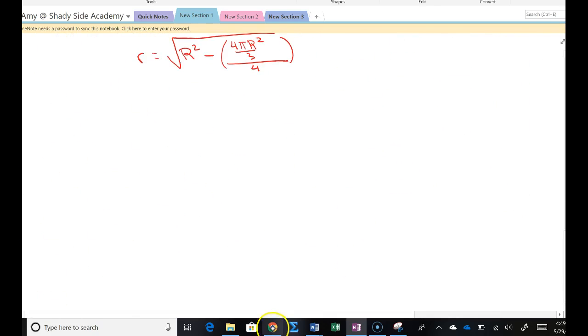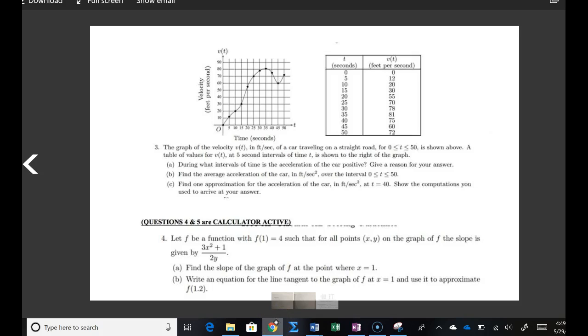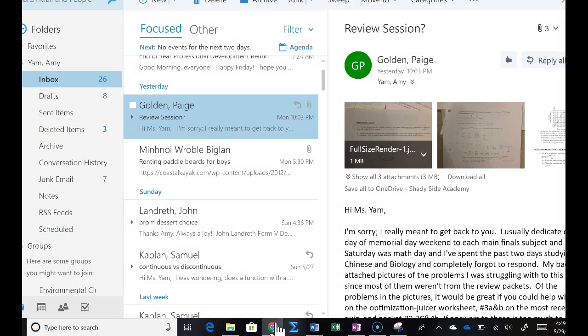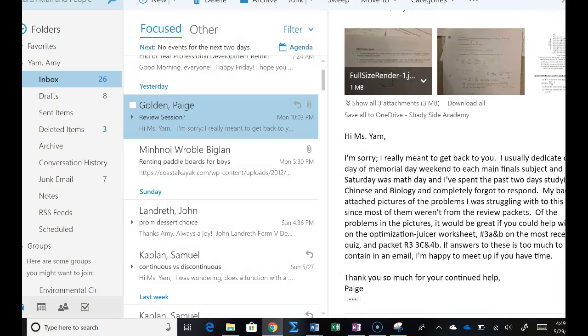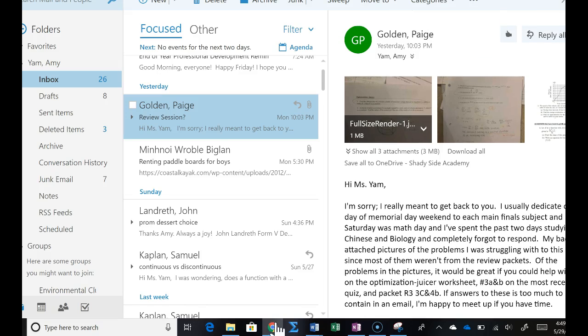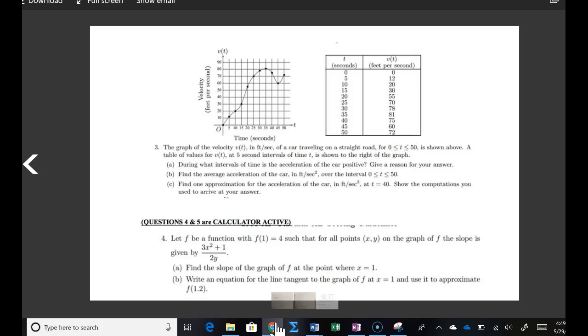I think there's a third question. What was your third question? Let me see if I can find it. Let's see. Oh, here it is. What part of that did you want me to do? You wanted 3C and 4B. Okay, 3C and 4B. Let's take a look at this one.